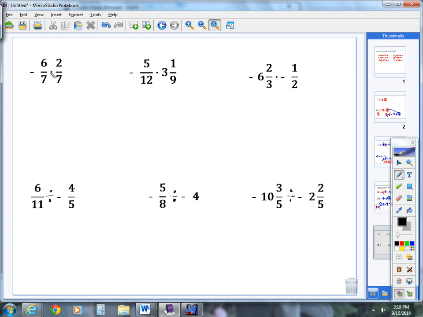Negative 6/7 times 2/7, negative 5/12 times 3 1/9, negative 6 2/3 times negative 1/2. Next we have 6/11 divided by negative 4/5, negative 5/8 divided by negative 4, and negative 10 3/5 divided by negative 2 2/5. Please, please, please take some time, complete these 6 problems, bring them tomorrow to class.